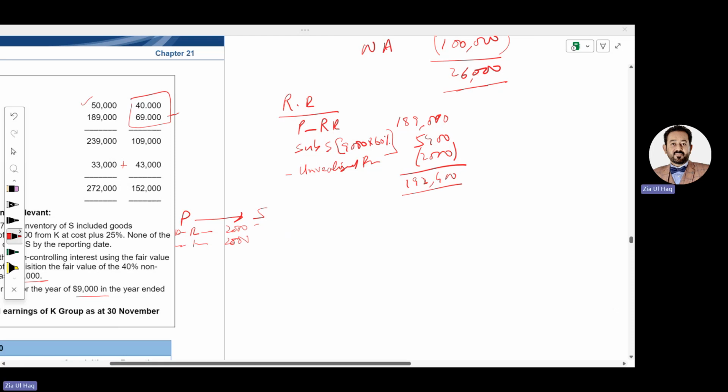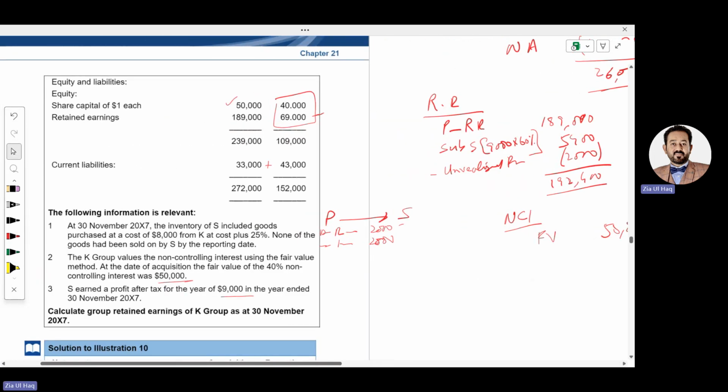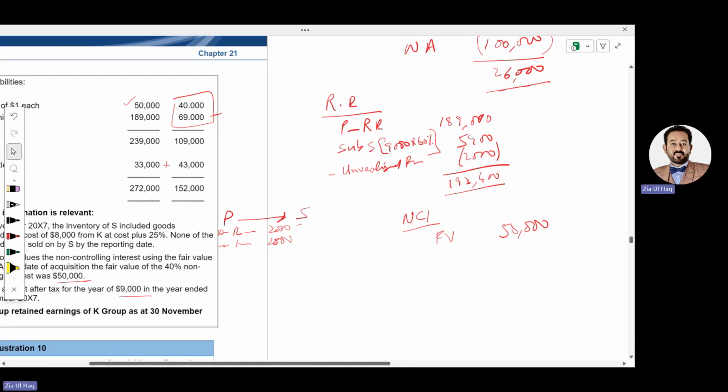And we need to calculate the non-controlling interest. The fair value is given in the question, 50,000. And what else? Subsidiary share: 9,000 times 40% is 3,600. So this will become 53,600.